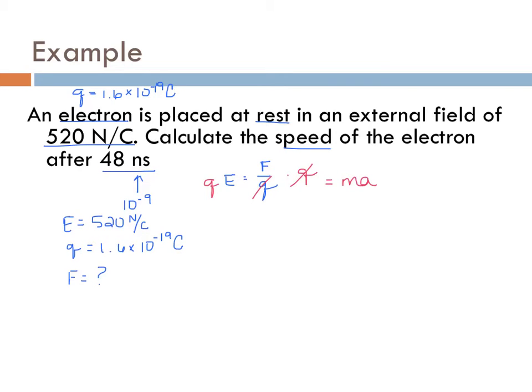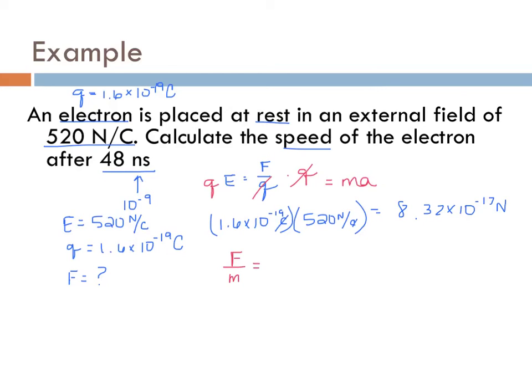So, our test charge, which is 1.6 times 10 to the negative 19, times my electric field, which is 520, just checking to make sure our units work out. We get a force of 8.32 times 10 to the negative 17 newtons. Again, this amount of force is equal to mass times acceleration, so we can use that information to help us solve for the acceleration.